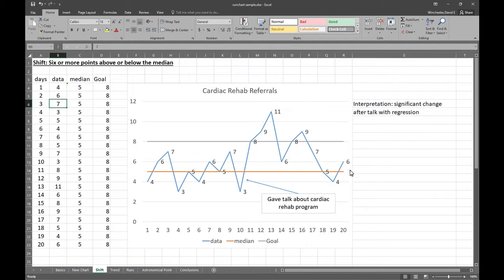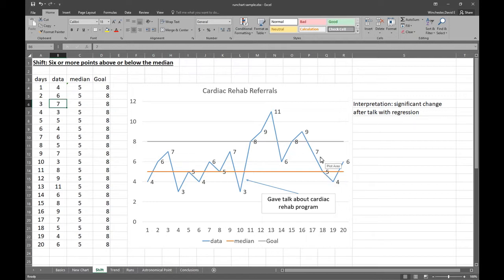What we see at the tail end of this graph, though, is that the number of referrals dips back down to 5, to 4, and then the last point we have on here is 6. So this run chart seems to be demonstrating that we did have a substantial increase, but at the end the referring providers seem to have regressed to their prior habits, and cardiac rehab was no longer fresh on their mind.